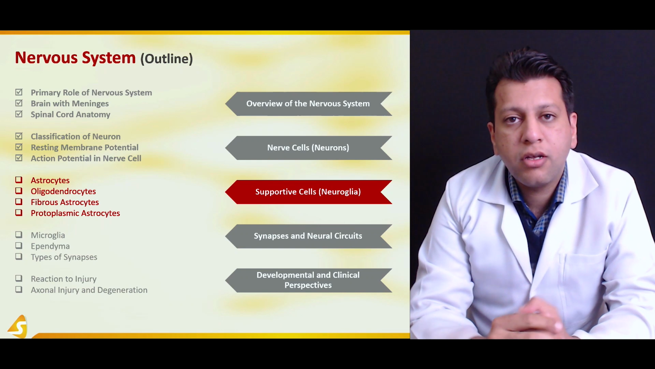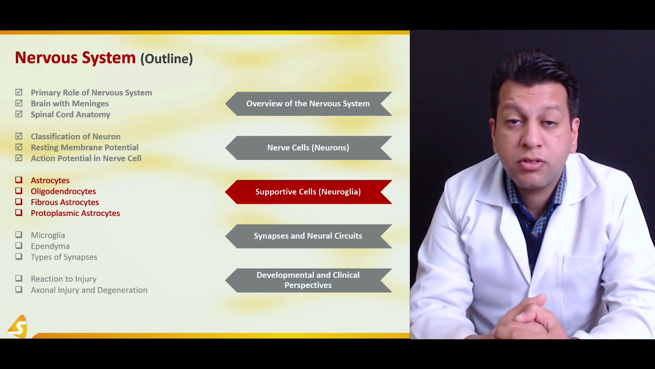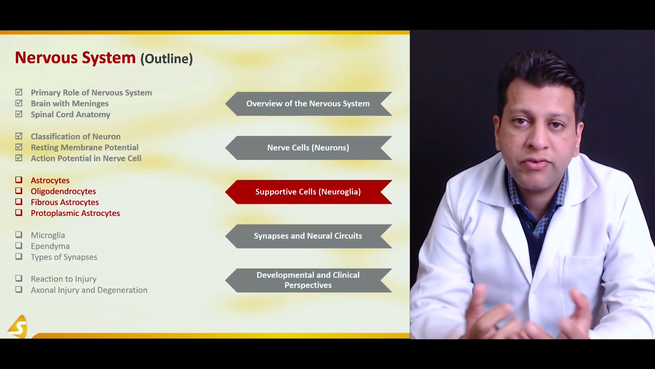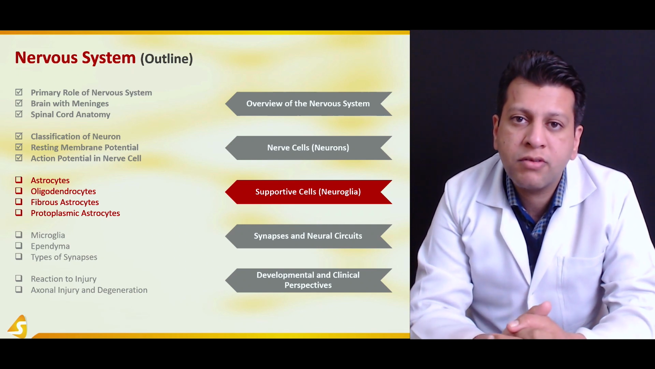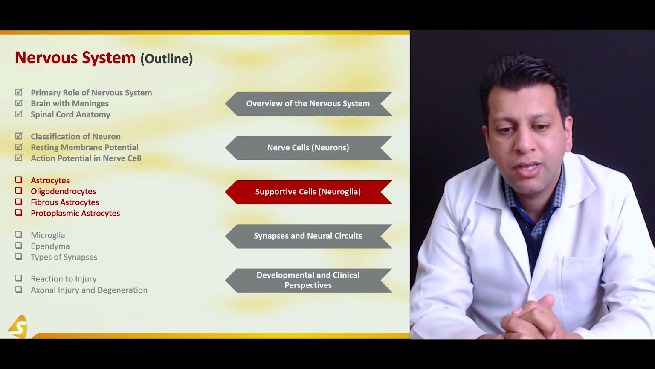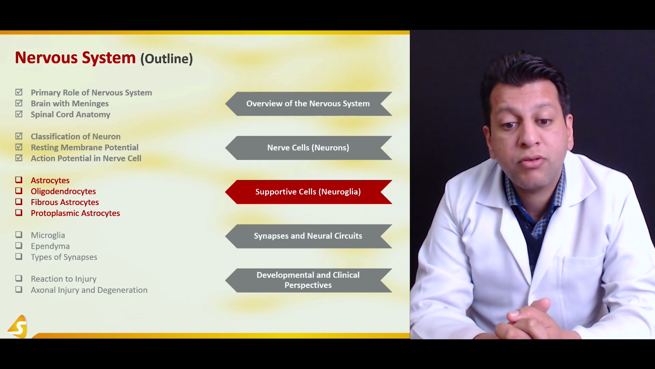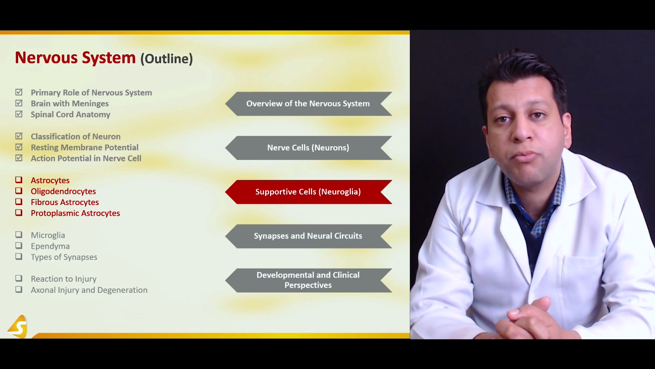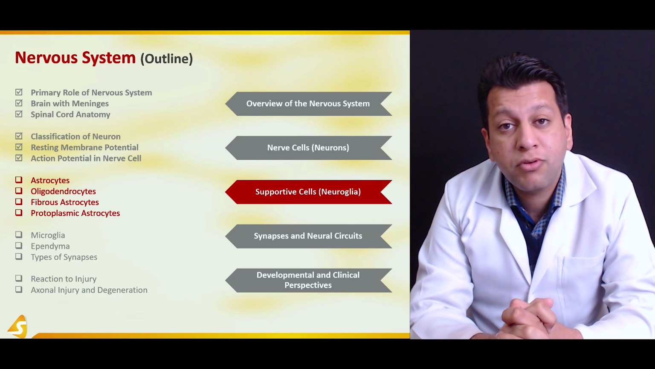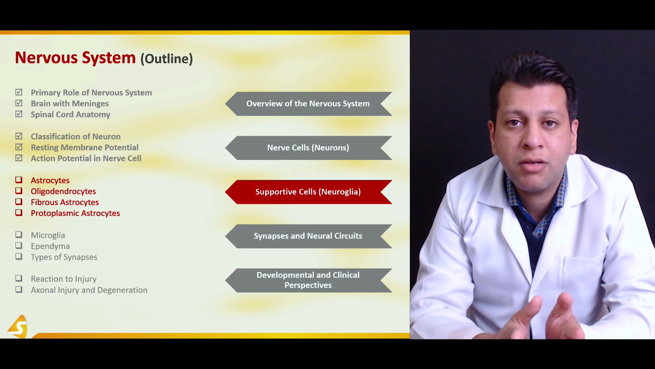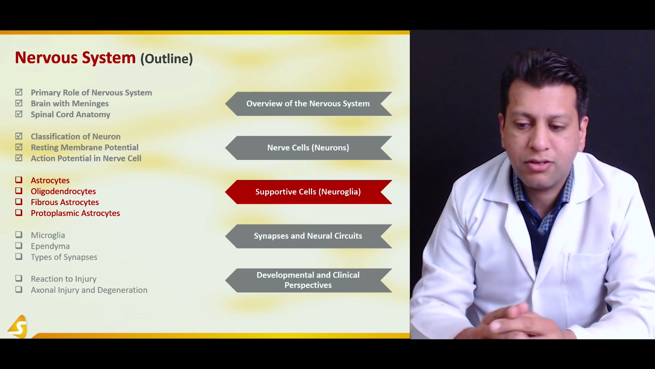As you know, the nervous system is mainly made up of nerves, and the function of the nerve is actually to conduct impulses. But then there are other cells also present in the nervous system which have a supporting role, and these include astrocytes and oligodendrocytes. These are among the most important components of the supporting structure of the nervous system. Then there are two different types of astrocytes, the fibrous astrocytes and protoplasmic astrocytes. We'll be discussing them in detail in this section.